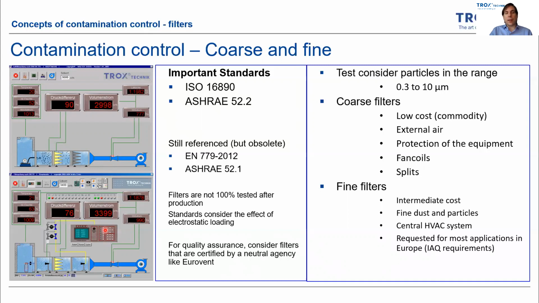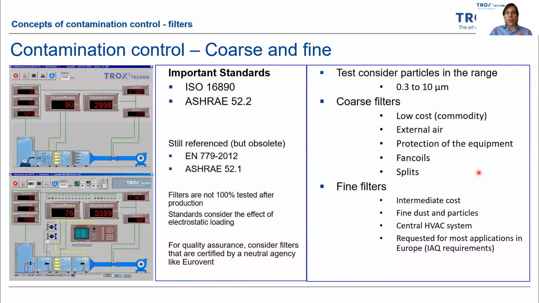And there are some neutral agencies that do filter certification, and in Europe, that's Eurovent. So the filters that come with a sticker from Eurovent, that means that Eurovent goes to the market and buys some filters every year, and they test them, and then they validate it against the catalogs from the suppliers. So with these new standards, the particles that are tested are 0.3 to 10 micrometers, that means a full range of the particles. And then they will be classified through efficiency for the different particle sizes.